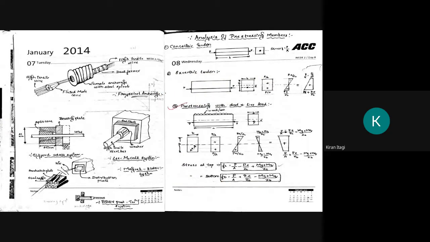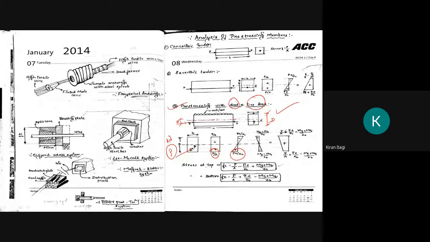Now, pre-stressing with dead load and live load. Here we can see there is a neutral axis at this point, and the pre-stressing force is at an eccentricity E. This is a cross section, that is B by D. Here is our tendon, and we are applying a pre-stressing force of, say, P kilonewton. This is our direct stress, and this is our bending stress, that is P into E upon ZB, the same as the one above.